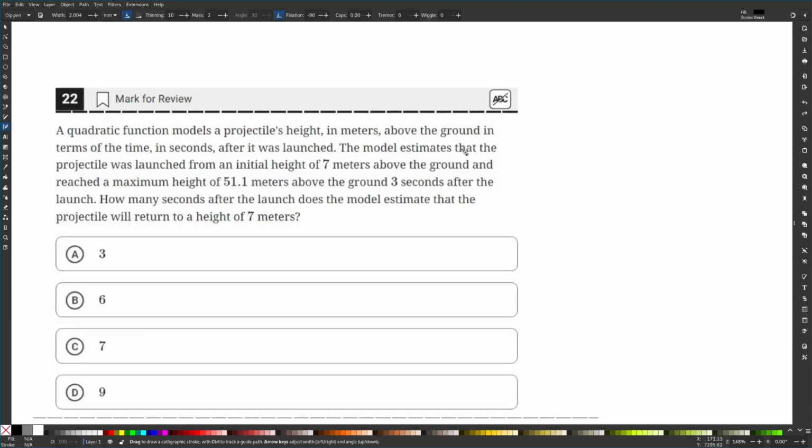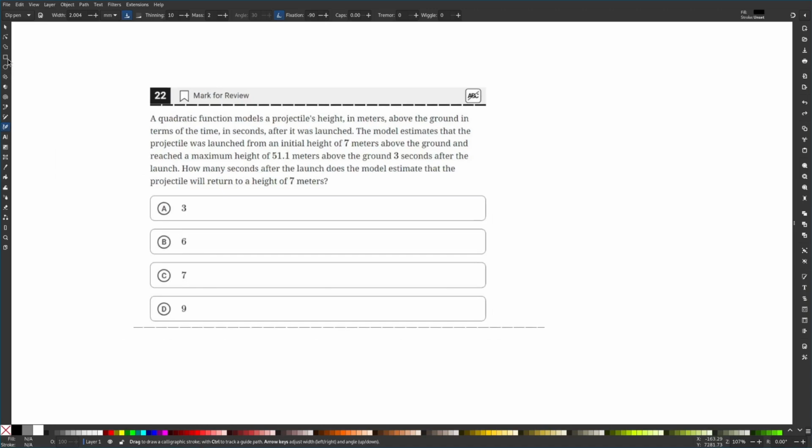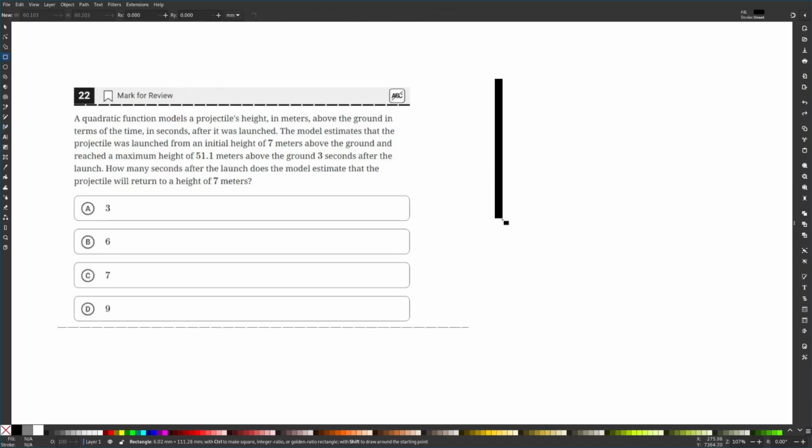Okay, now for this one. A quadratic function models a projectile's height in meters above the ground in terms of time in seconds after it was launched. The model estimates that the projectile was launched from an initial height of 7 meters above the ground and reached a maximum height of 51 meters above the ground 3 seconds after the launch. How many seconds after the launch does the model estimate that the projectile will return to a height of 7 meters? That's a lot of words, but what I would do for this one is sketch it out. Or put it into Desmos. Or axes real quick.